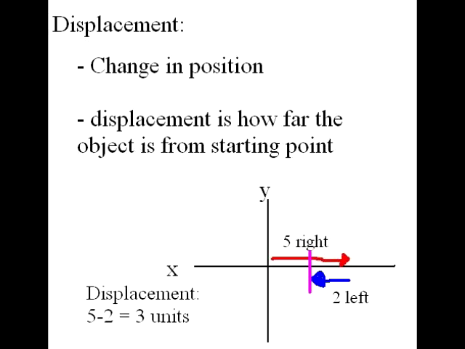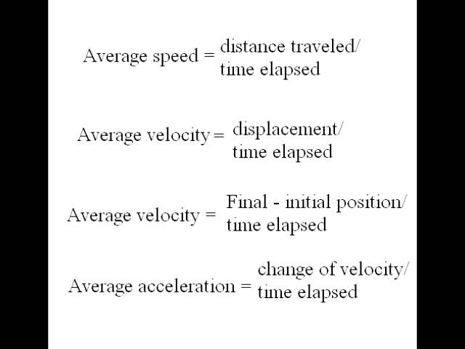In order to find the displacement of this object, after moving 5 units to the right and 2 units to the left, as stated in the definition, the displacement is how far the object has moved from the starting point. So I must do 5 units to the right minus 2 units to the left. This gives me 3 units to the right, which is in the left-hand corner of your screen. Once that is understood, we will need to move into the formulas that you need for this chapter.